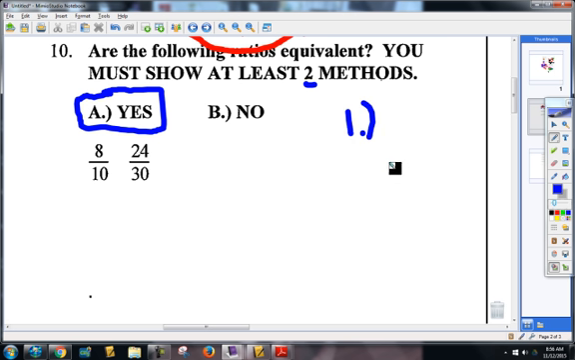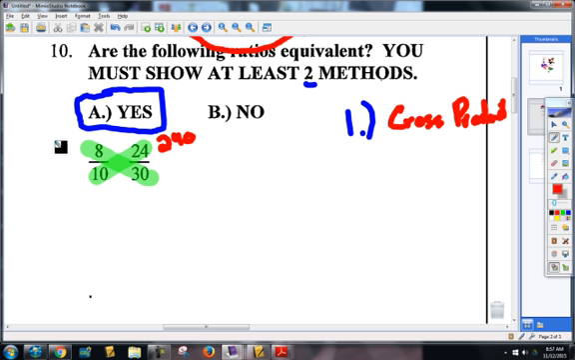Method number 1. What can I do? Cross products, right? So, I'll kind of try to just go like this, and then go like this. That's when we do cross products. So I'll write that cross product. You may want to write these if you're not familiar with them. That's when you multiply diagonally. So 10 times 24 is 240. 30 times 8, that's 240. Because those are the same, I know right away that this is yes. So there's check number 1.